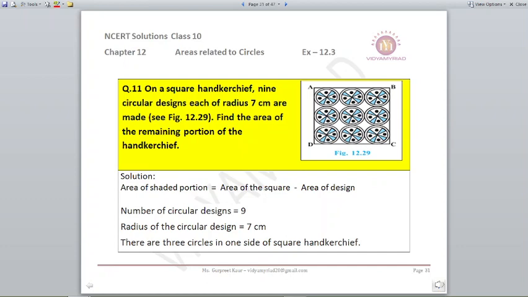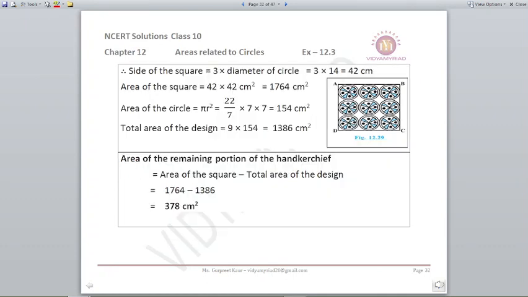Now there are 9 designs. Each design has a radius of 7 centimeters. And there are 3 circles, if you see on your sides. So we can easily find out the side of the square. How are we going to do that? Now side of the square will become 3 into diameter of the circle, which is given to us as 14. So AD, DC, BC and AB, that comes out to be 42 centimeter, which is the side of the square.